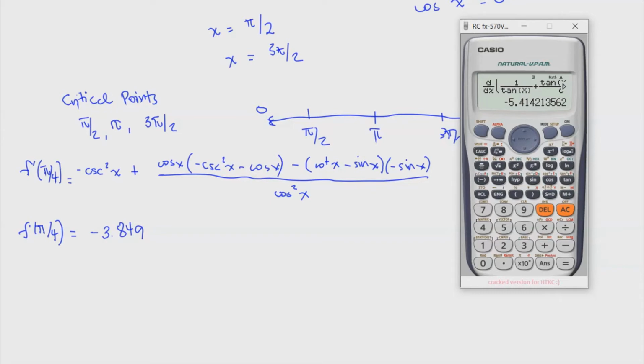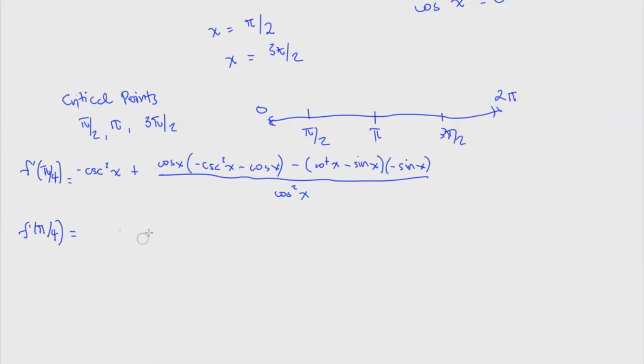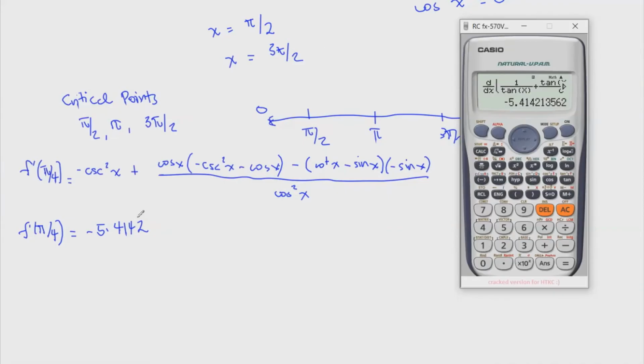Negative 5.4142. Okay, and you can also do that in the polynomial function. So it's just that sinulat ko lang yung derivative kasi mas madali siyang isulat kanina.